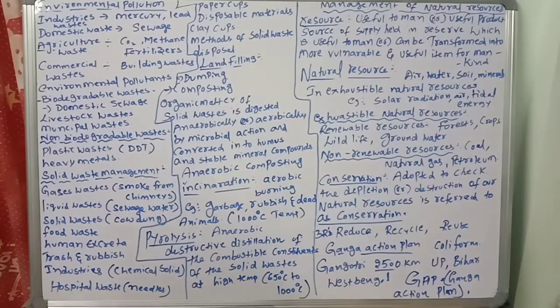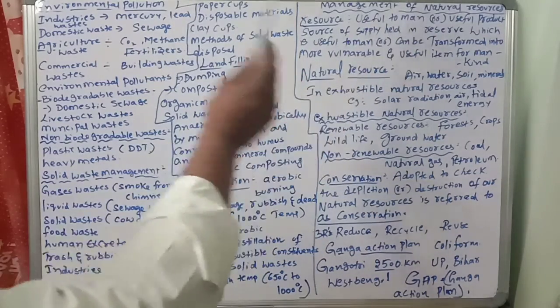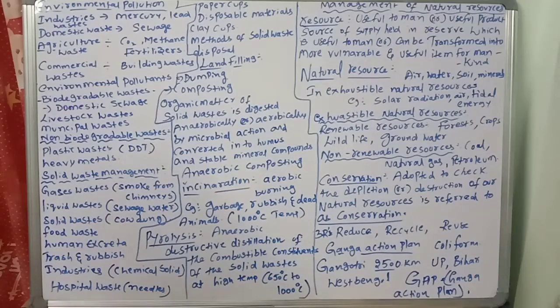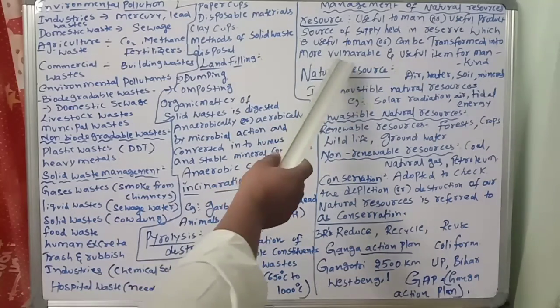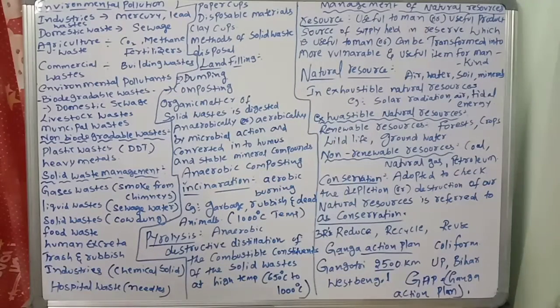So resource means useful product. Useful to man, a source of supply held in reserve which is useful to man, which can be transformed into a more valuable and useful item for mankind. So that is called a resource. Useful to man, useful product, source. Okay, very important point, that one.